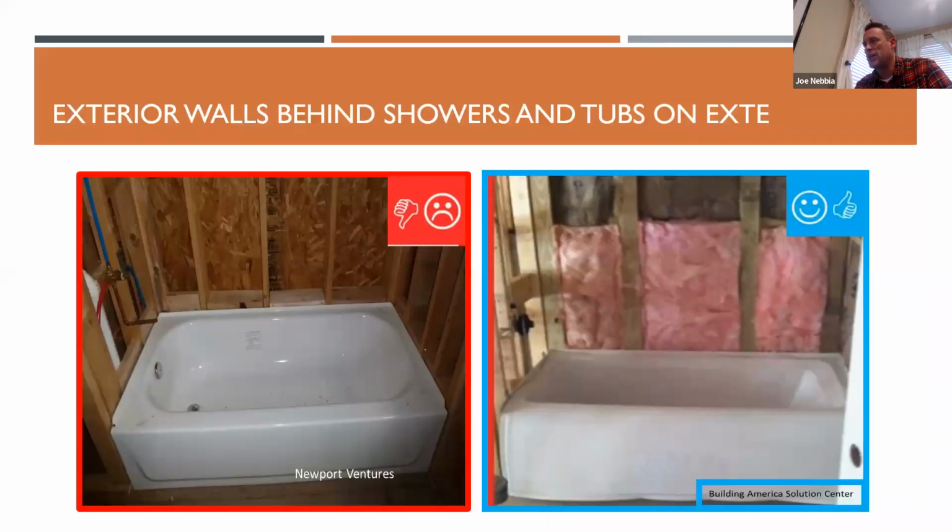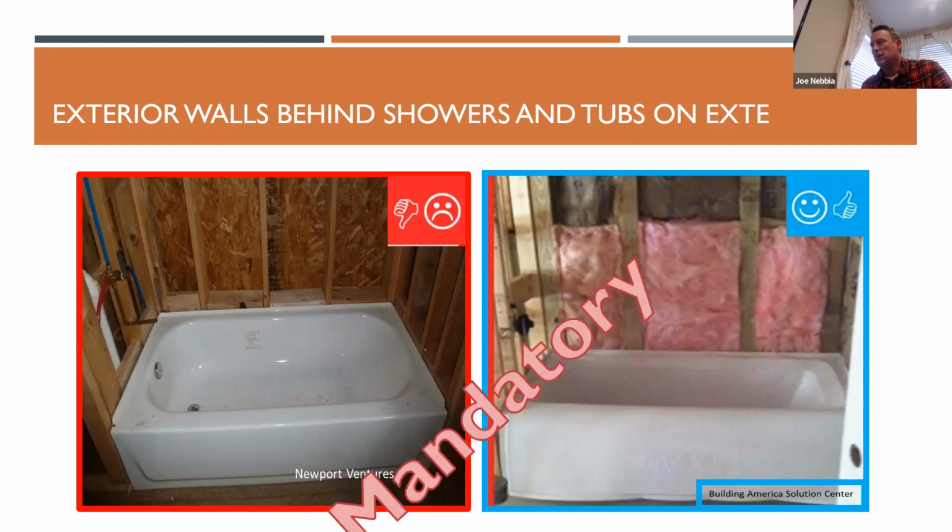Exterior walls behind showers and tubs must be insulated. This is mandatory. So historically, this has been a sequencing problem where the tub gets put in before the insulation, and then there's no opportunity at that point to insulate behind it. We don't want to have a cold wall behind our tub or shower on an exterior wall, so we have to insulate behind it. Again, that's mandatory in 2018 and earlier, all 3 compliance paths in 2021.